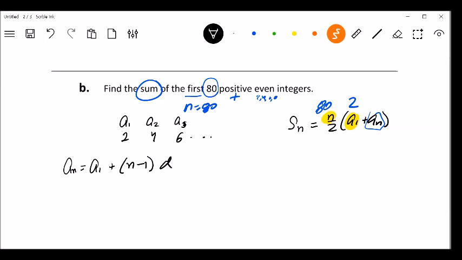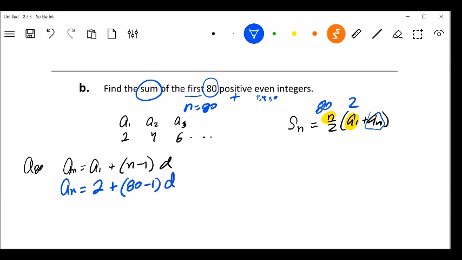So what I can do is, once I set up this formula, I can use it to get the amount of the 80th term. Well, I can't yet because right now I don't know what the formula will be. However, I have some information for it. I have the first term 2 plus, now here's 80 minus 1 times the d. I'm still going to need the d.